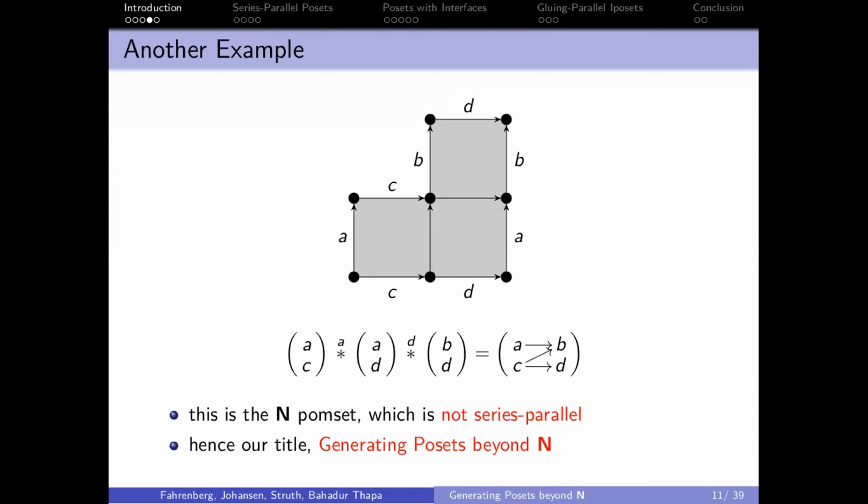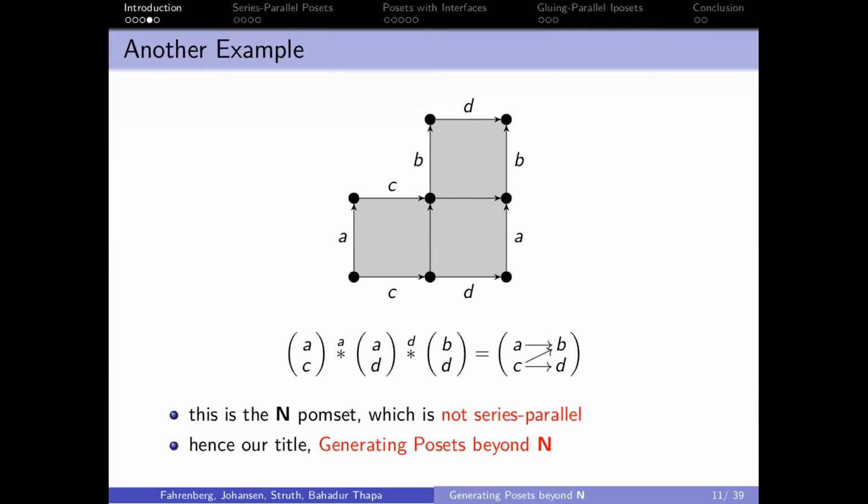Also, if you imagine that you start in the bottom left corner and you go to the top right corner, you will see that, okay, C is executed before D, A is executed before B, that's okay, but also B cannot start before C has finished because of the shape of the thing, right? So now you also see that this is the N Poset. Which means that we have found a higher dimensional automaton whose execution is the N Poset, which is not series parallel.